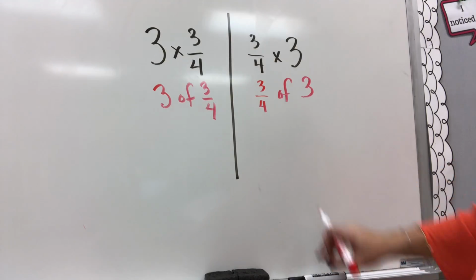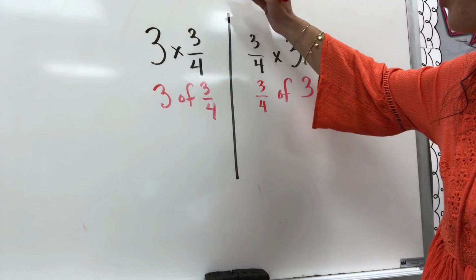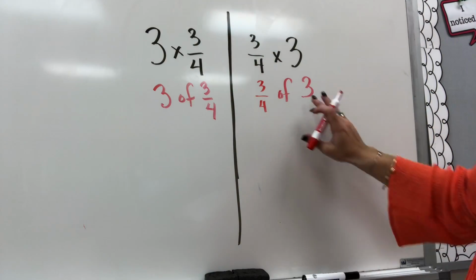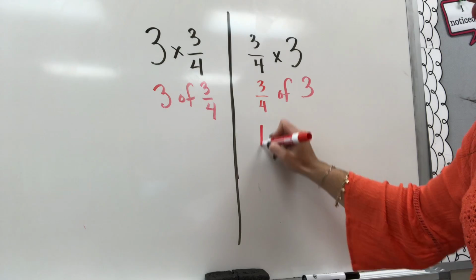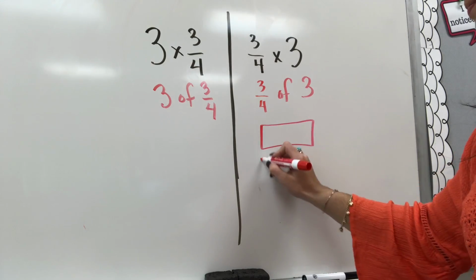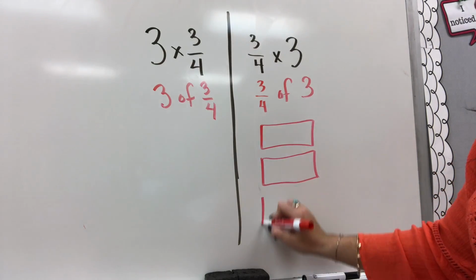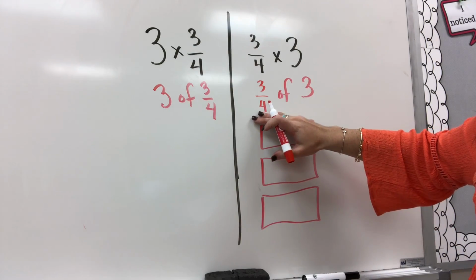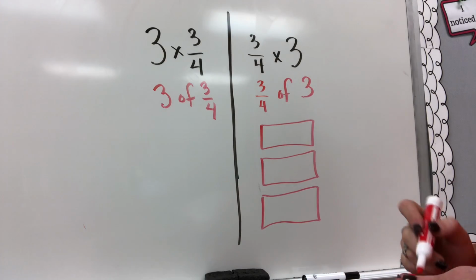So let's start here. If I have 3, I want to take 3/4 of it. So that means that I start with this factor. I'm going to draw 3 holes. 1, 2, 3. Okay, I want 3/4 of those 3 holes.